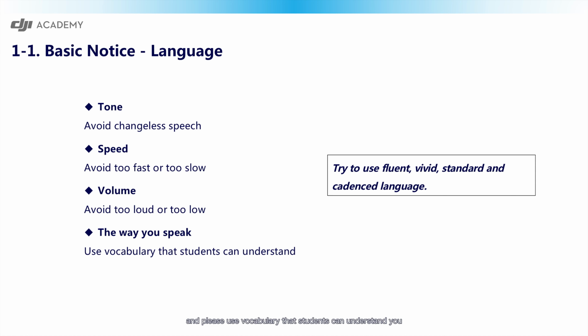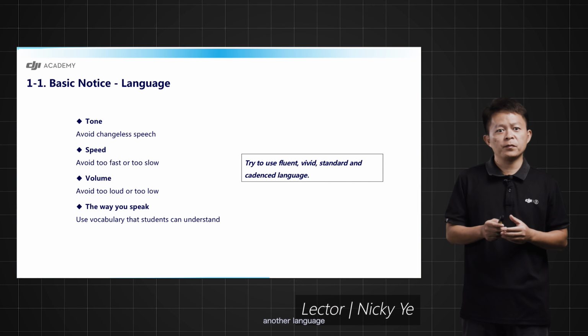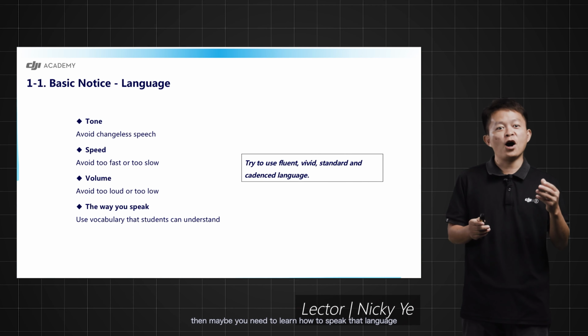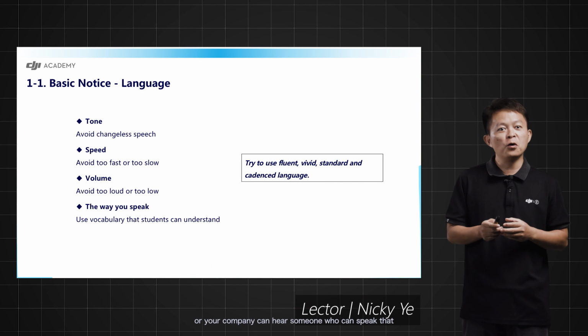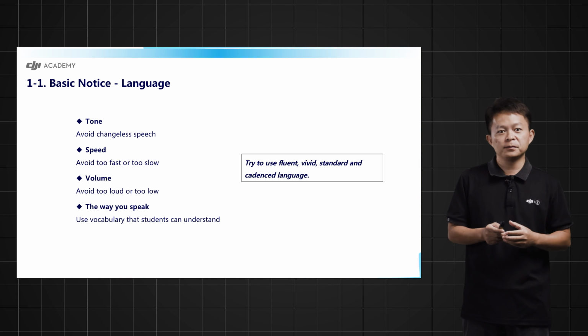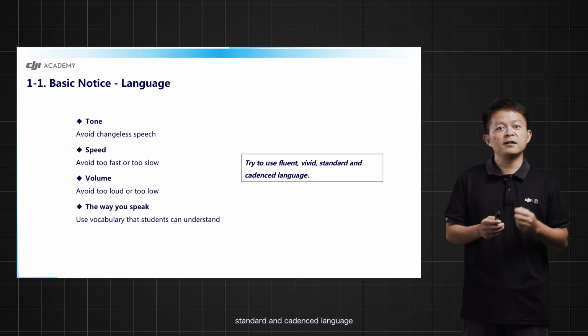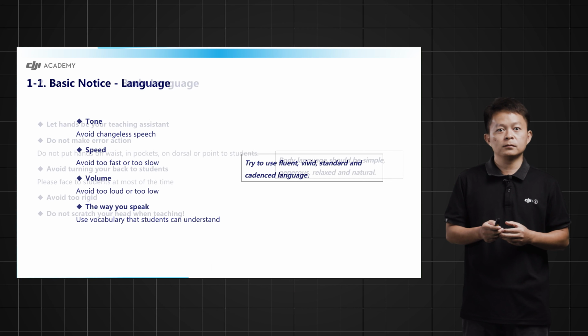And please use vocabulary that students can understand, especially when you go to a place where they speak another language. Then maybe you need to learn how to speak that language. Or your company can hire someone who can speak that language and make them understand you. To conclude, please try to use fluent, vivid, standard, and condensed language.